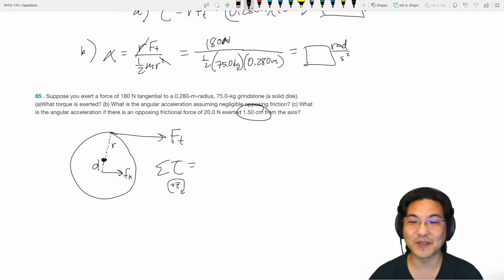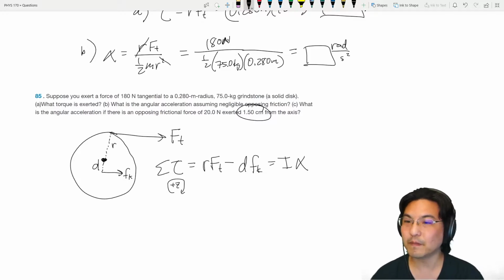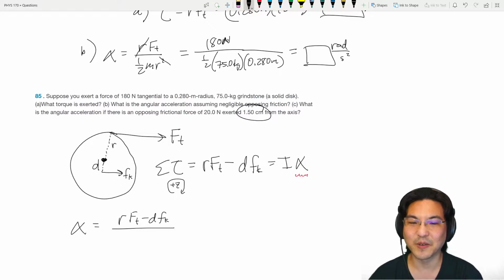Now let's sum torque in that positive z direction going this way. So in the positive direction, r times F_T, and then in the negative direction, d times that friction force equals I alpha. Okay, now solve for the angular acceleration. So alpha is r F_T minus d times that friction force, over the moment of inertia, 1/2 m r squared. And there we go. Just plug in numbers.